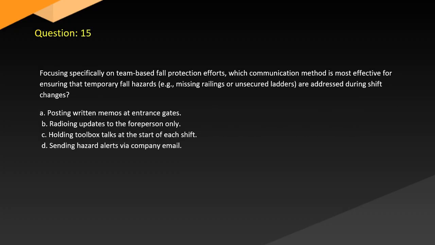Question 15. Focusing specifically on team-based fall protection efforts, which communication method is most effective for ensuring that temporary fall hazards, e.g., missing railings or unsecured ladders, are addressed during shift changes? A. Posting written memos at entrance gates. B. Radioing updates to the foreperson only. C. Holding toolbox talks at the start of each shift. D. Sending hazard alerts via company email.